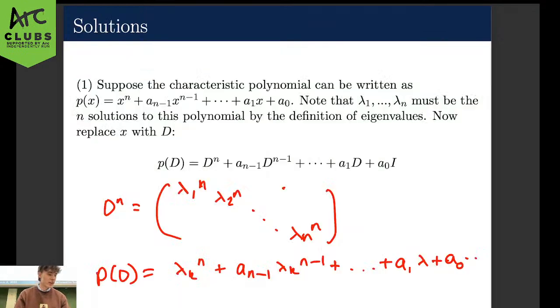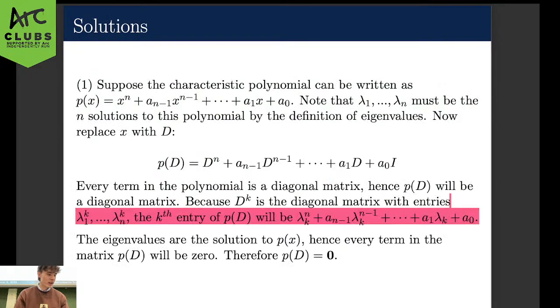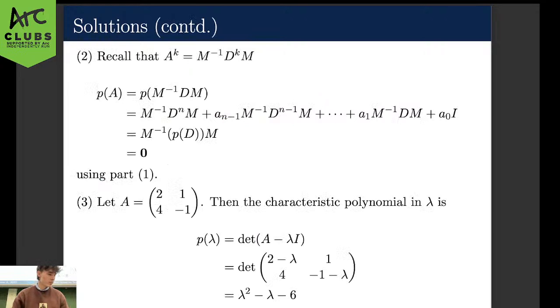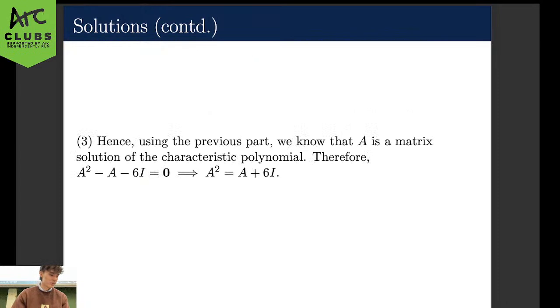So again, to find the characteristic polynomial, that was the determinant of A minus lambda I. Actually determining it, we're going to expand out our determinant, and we should get lambda squared minus lambda minus 6. And now we know that if we replace 6 with 6I and lambda with A, this should be equal to the 0 matrix by our previous results. And that means that A squared equals A plus 6I, just rearranging a little bit.